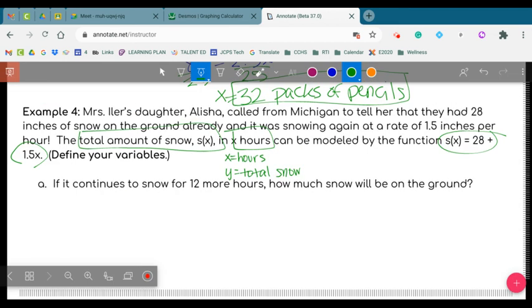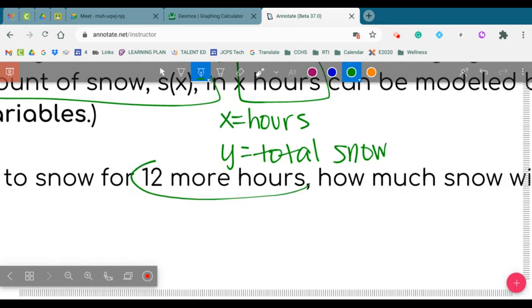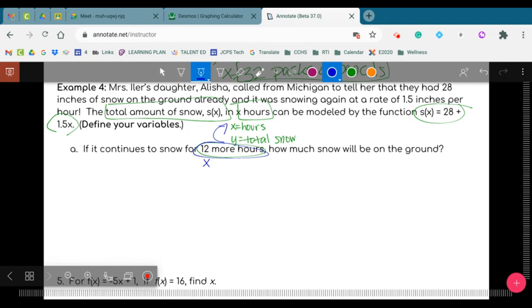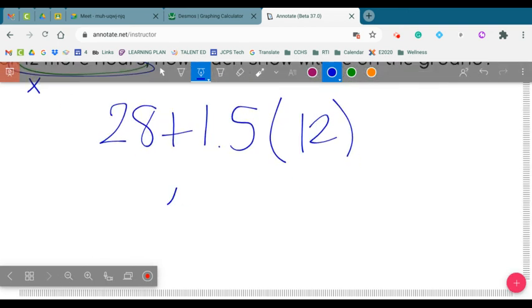So the question: if it continues to snow for 12 more hours, how much snow will be on the ground? So 12 hours, this hours is our X value. So we're going to plug in 12 for X. We have our equation, so we're going to have 28 plus 1.5 times 12. Plug this into your calculator. You get 46. So she will have 46 inches of snow.